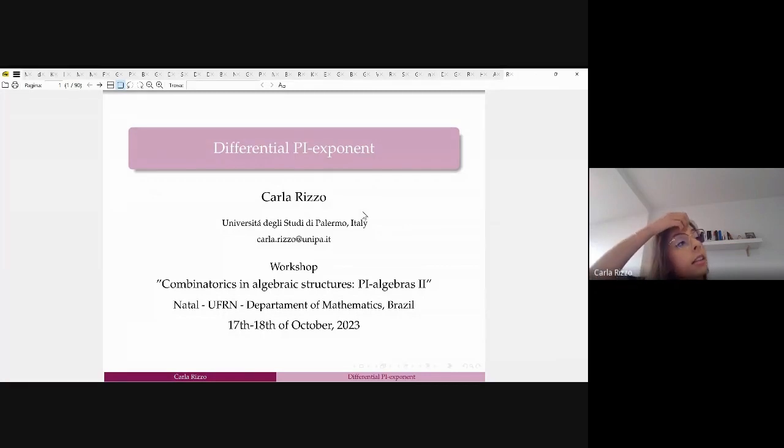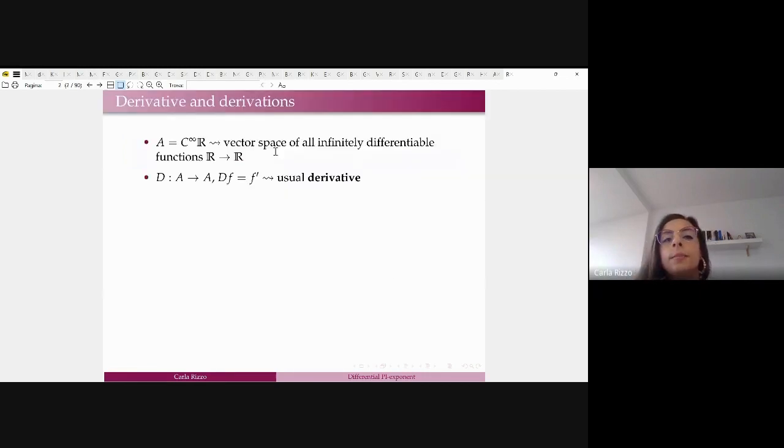I'm going to talk, of course, of polynomial identities, but my focus is going to be on differential polynomial identities. Differential. The word differential is really connected to the concept that we know since, I guess, high school, but for sure since the first courses of calculus, of derivative.